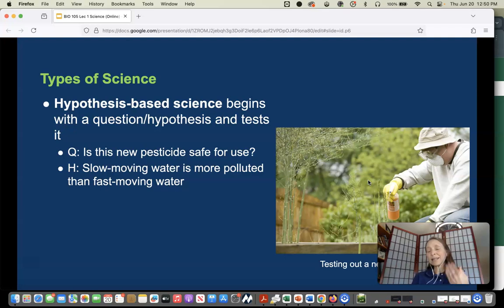Okay. And then you might develop an experiment to actually test that. Or you could actually start with a hypothesis, which is a statement about the natural world. And so you may say slow moving water is more polluted than fast moving water. But to make that statement, again, we're going to need to test it. And that's where hypothesis-based science comes in.